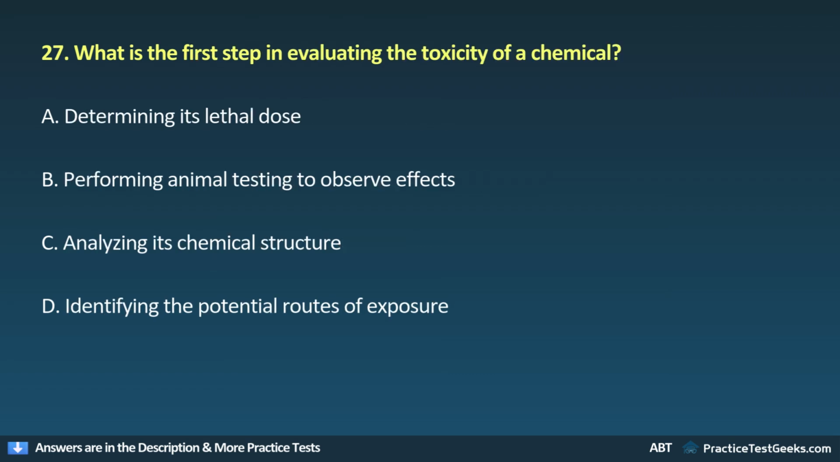27. What is the first step in evaluating the toxicity of a chemical? A. Determining its lethal dose. B. Performing animal testing to observe effects. C. Analyzing its chemical structure. D. Identifying the potential routes of exposure.